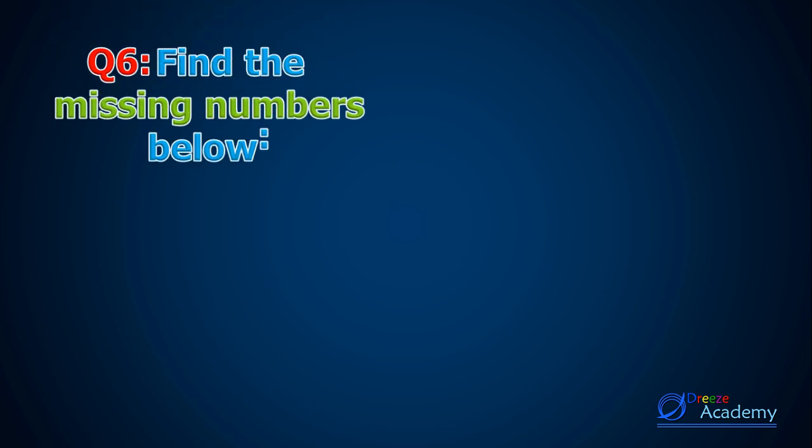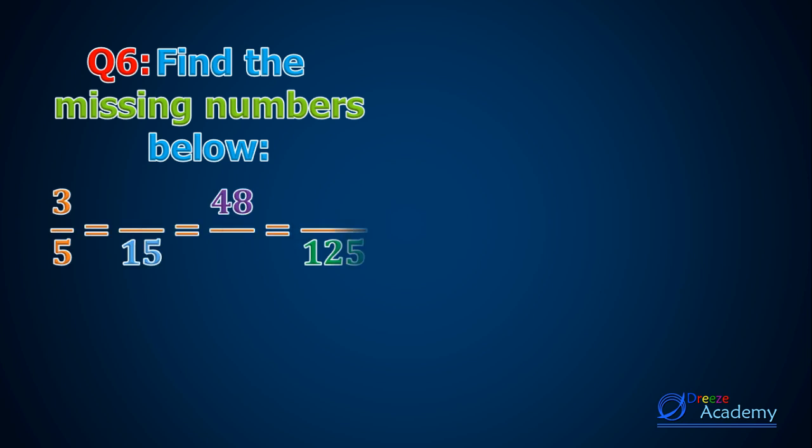Question 6. Find the missing numbers below. 3 over 5 is equal to missing number over 15, which is equal to 48 over missing number, which is equal to missing number over 125.